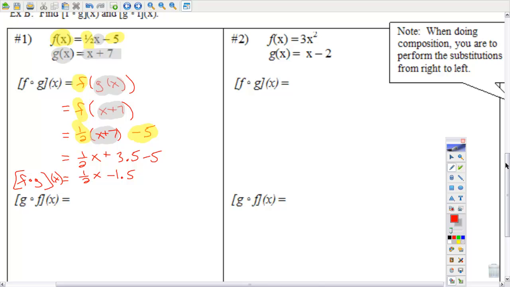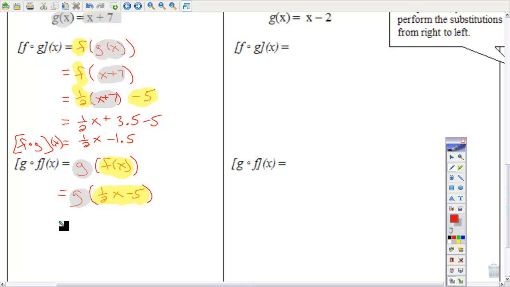Second part to this problem is do the opposite. Do g of f of x. So for this problem, we are to take our function g, and instead of putting x's into the problem, put whatever this function says to put in it. So that's g of, what is f of x? Well, it's 1/2 x minus 5. We're replacing f of x with what it's equal to. According to this up here, f of x is equal to 1/2 x minus 5.